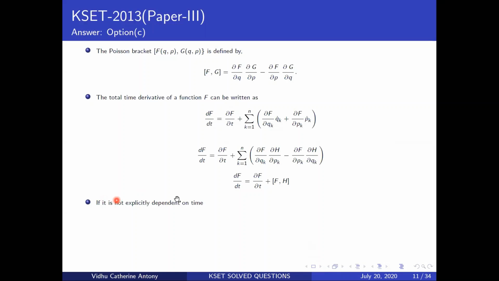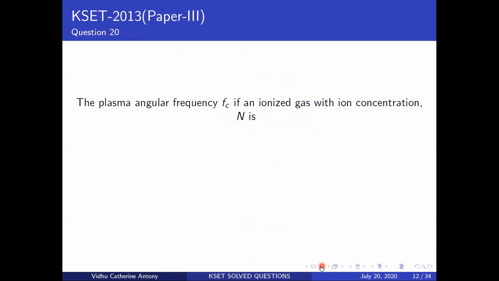Now, if your F is not explicitly dependent on time, this term goes away. And what do you end up getting? You end up getting a P double dot. So you just do the same thing twice, okay, so that you get your answer here. So you end up having option C.